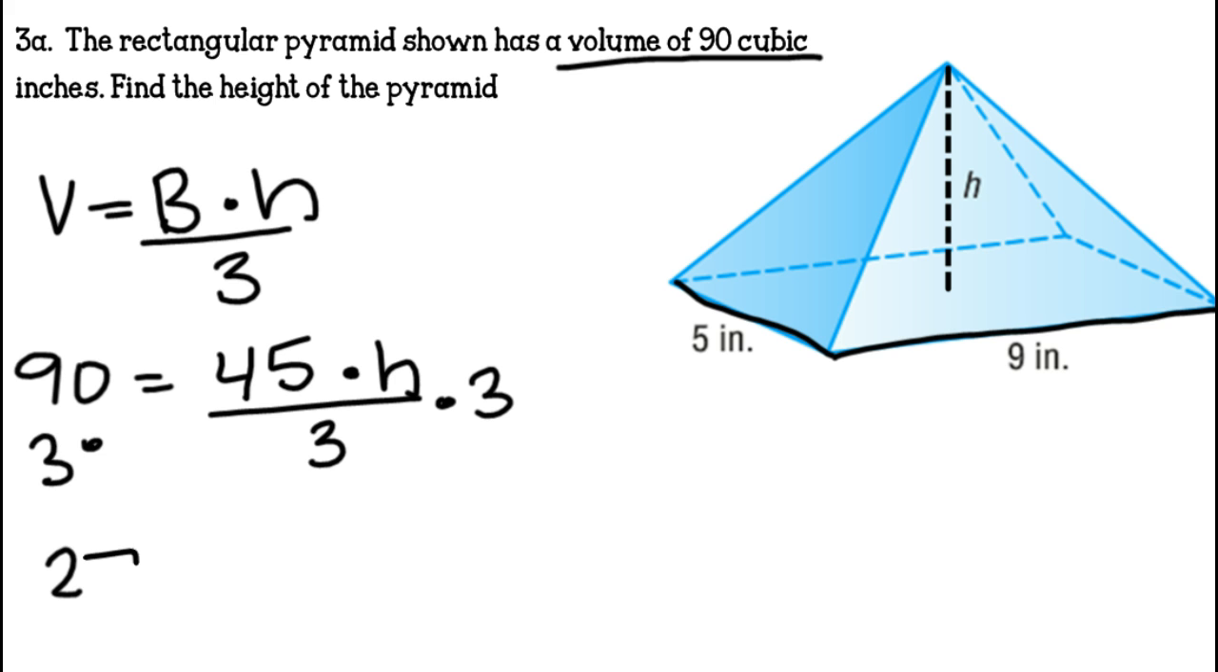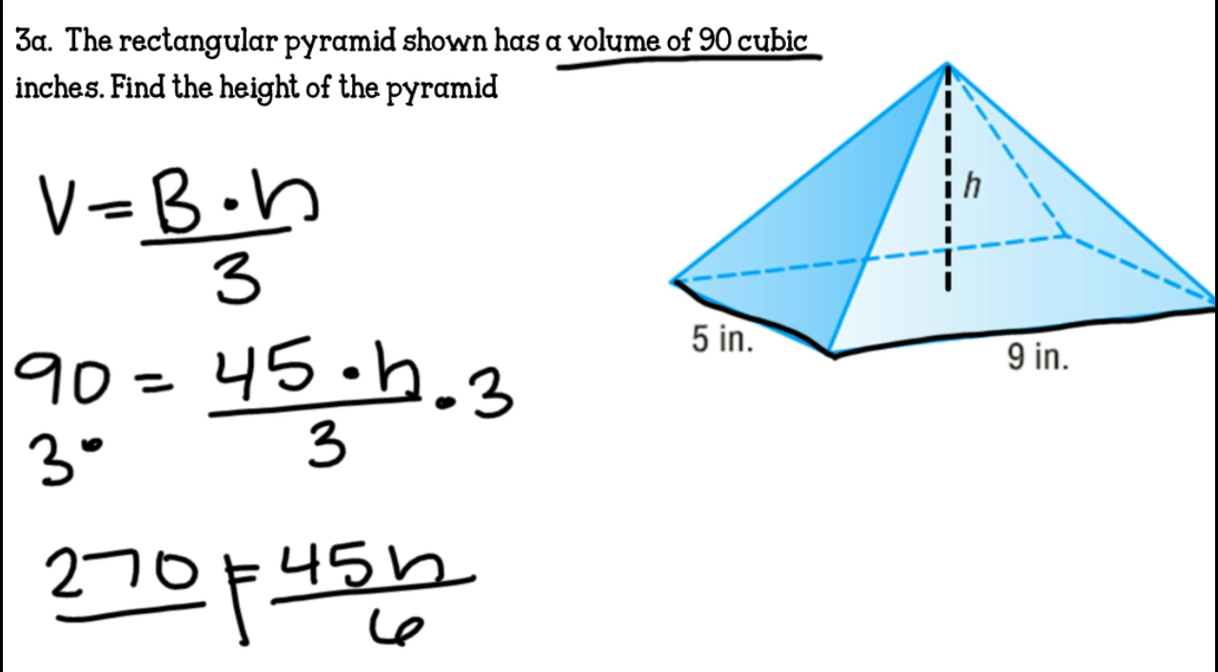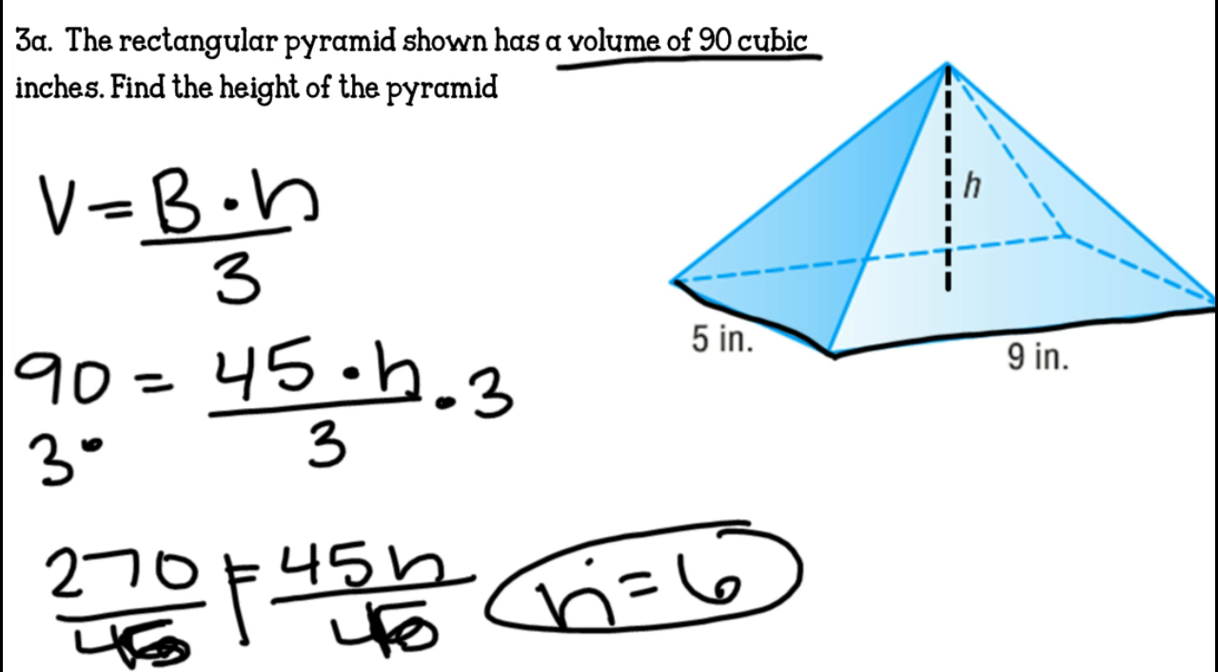and I get 270 equals 45h. And then to get the variable by itself, I'm going to divide by 45. And h, oh, I'm giving away the answer here. Divide by 45 on both sides. And when you divide by 45 on both sides, h equals 6. Circle it. And that's my answer.